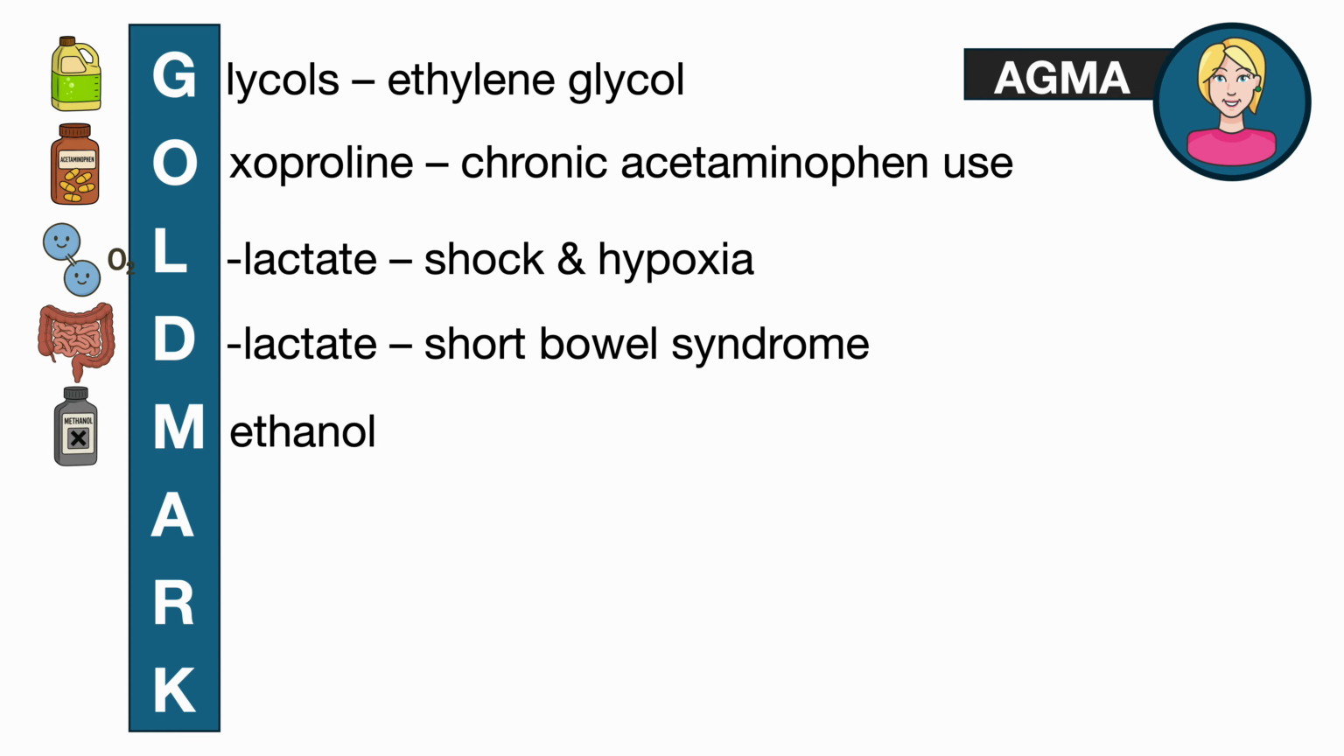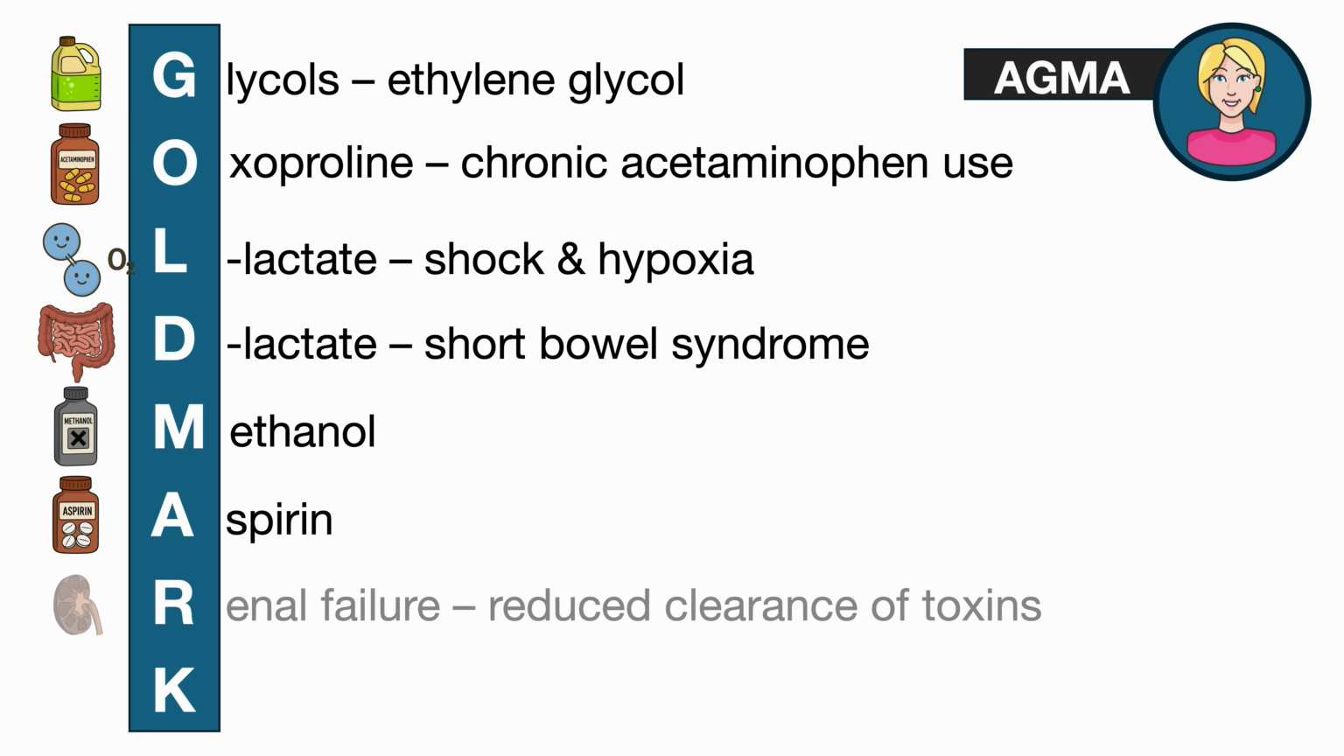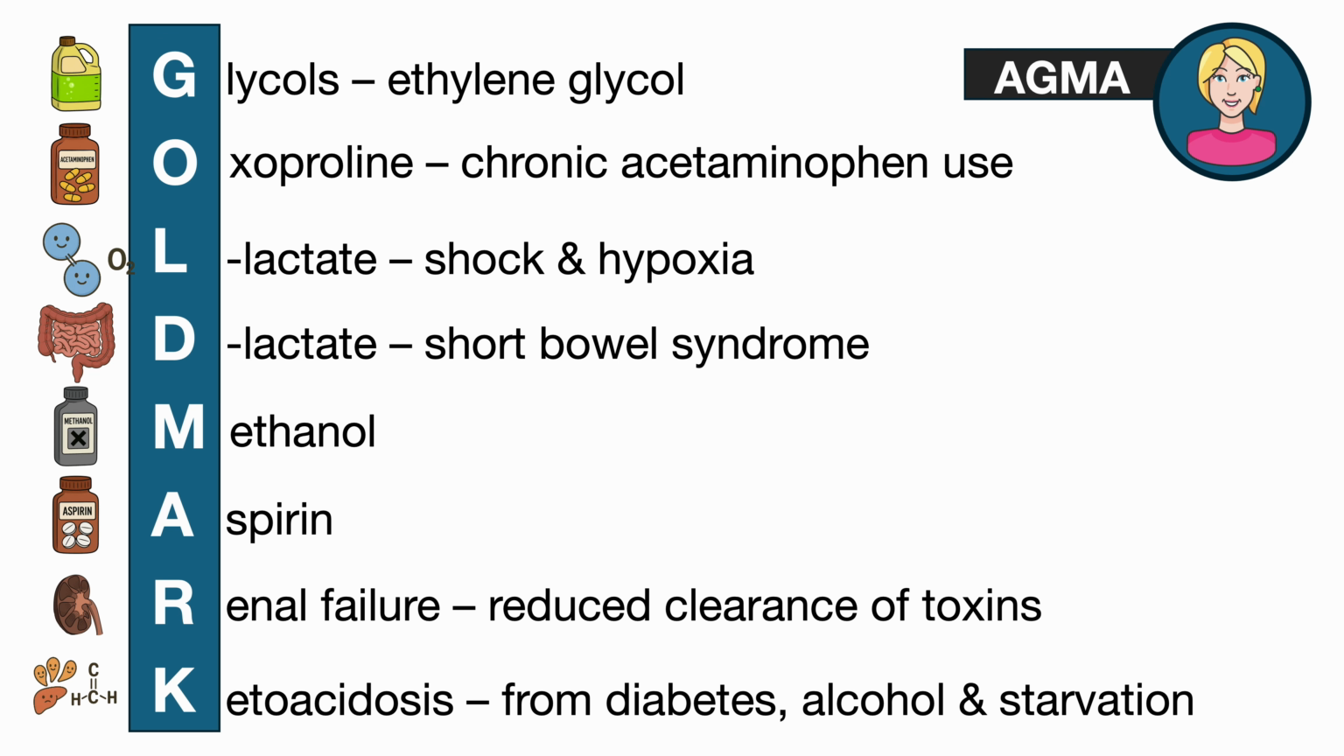M for methanol. A for aspirin, also referred to as salicylates. R for renal failure, which is reflected by reduced clearance of organic toxins. And K for keto acid or ketoacidosis, typically from diabetes, alcohol, or starvation. Clinically, an anion gap metabolic acidosis suggests there's an acid production or retention issue. Think hypoperfusion, sepsis, renal failure, or toxic ingestion.